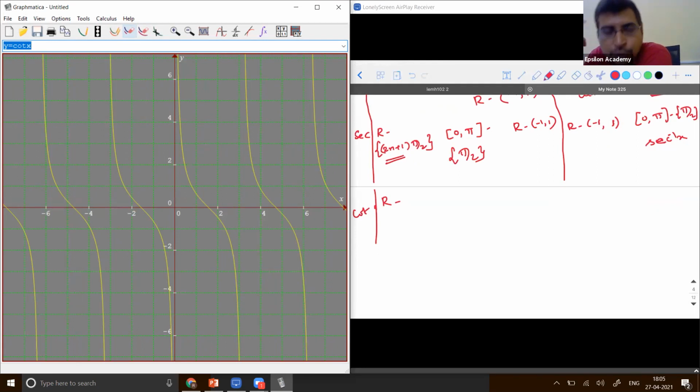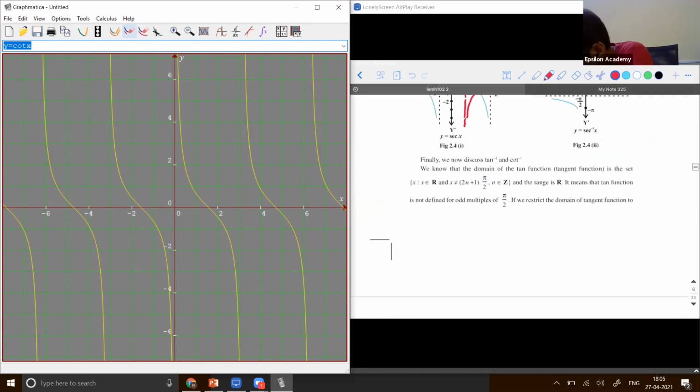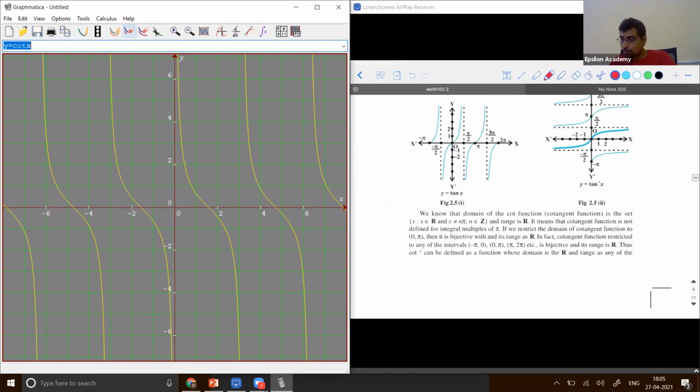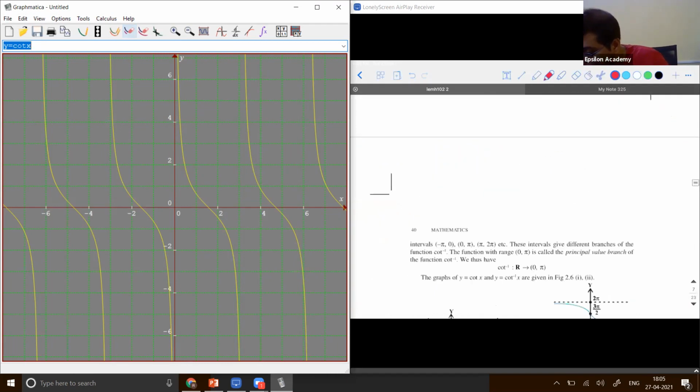So cot x means you should do in your mind cos x by sin x. So I can substitute any real number except the values of x for which sin x is generating 0. Sin x will generate 0 at n pi. So R minus n pi for all values of n that belongs to Z. Restricted domain to make it 1 to 1. So the tan, sorry, cot x.